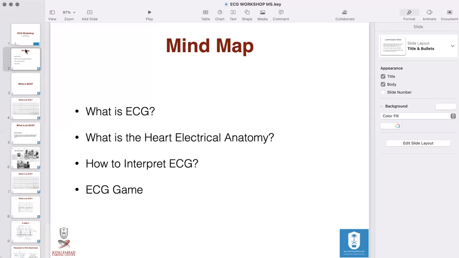Interpret each. And if we had time, we'll go over a few abnormal ECGs just to solidify the approach we discussed earlier.